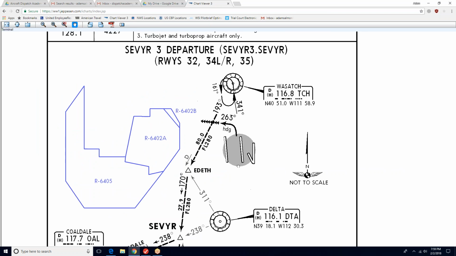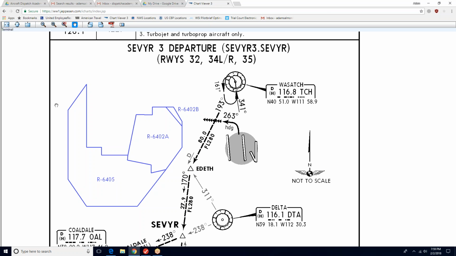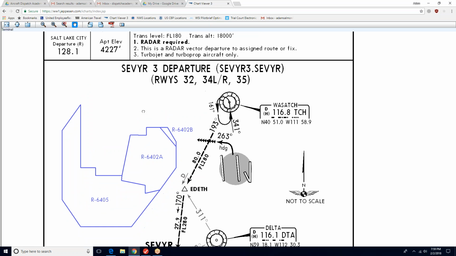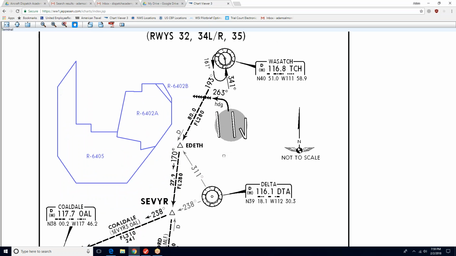So here's one. Can you guys all see this good? Okay. So this is Salt Lake City. This is called the Severe 3 departure. So just to kind of make sense of it a little bit, and like I said, some of this you may have already seen, you have the airport right here.